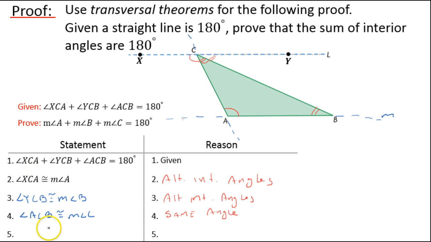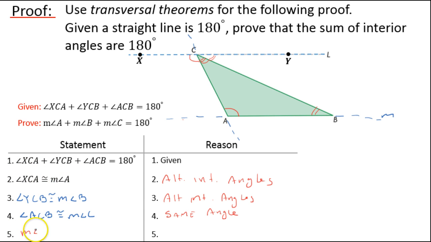So now we have all these statements written out. If we just add them together, or we're going to use this first statement up here. If I substitute XCA for my first statement, I'm going to rewrite this down. If I substitute XCA, we see that XCA is equal to the measure of angle A.